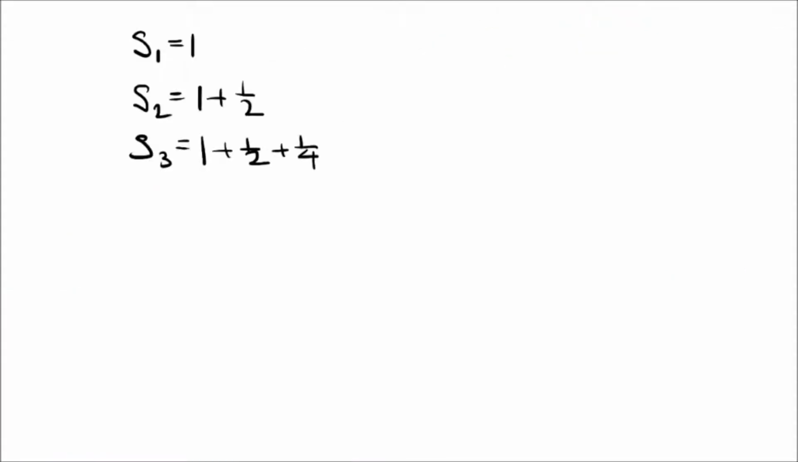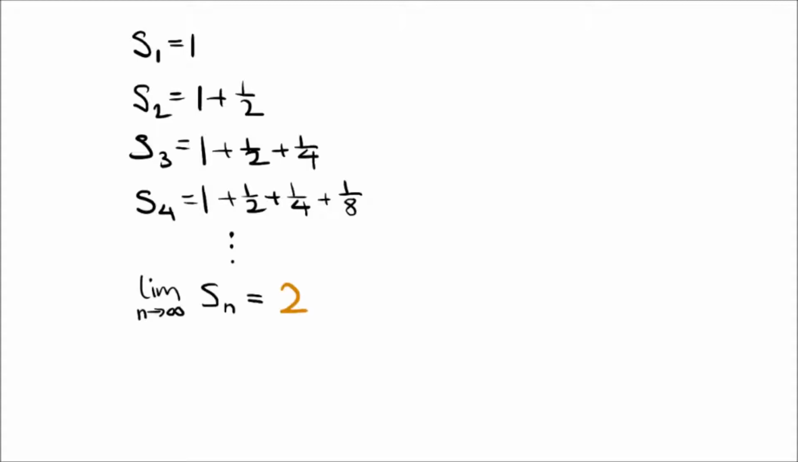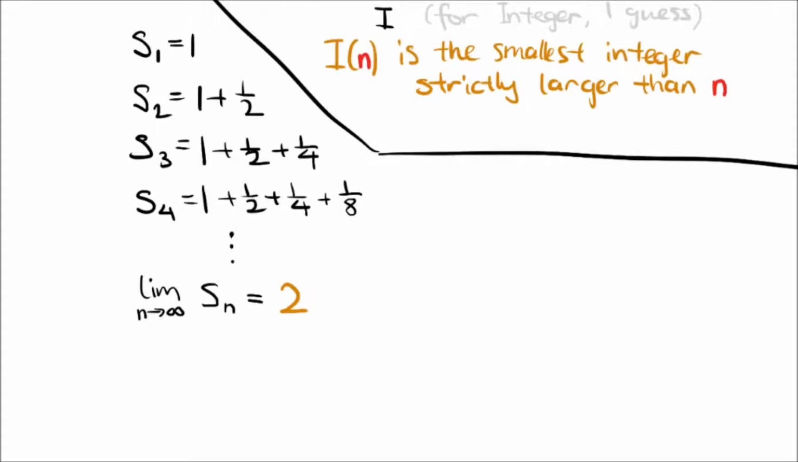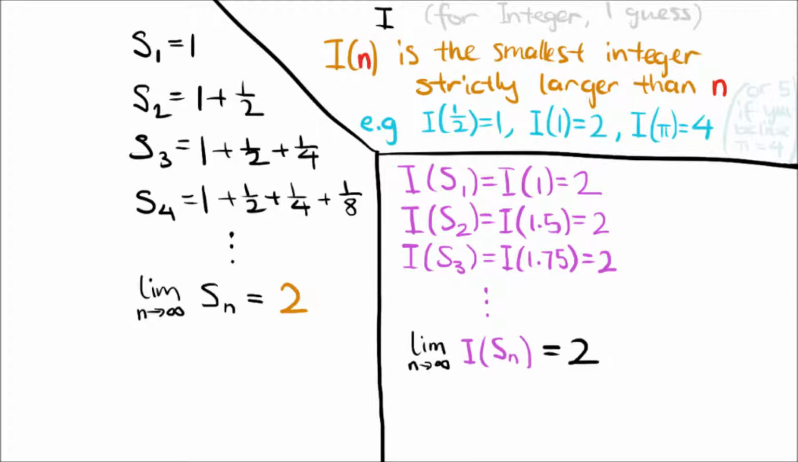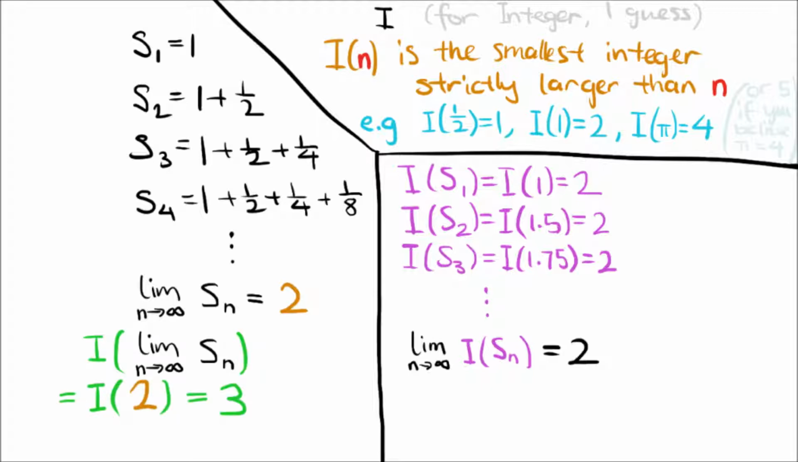I mean, let's look at a completely different sequence. You might have heard of this sequence. Its limit is 2. Now let's make up an operator I, which takes the smallest integer that's larger than your number. So I of a half equals 1, I of 1 equals 2, I of pi equals 4, etc. Now, if we look at the sequence of I of the sn's, it's just a sequence of 2's, so the limit is 2. But I of the limit of the sn's is I of 2, which is 3.